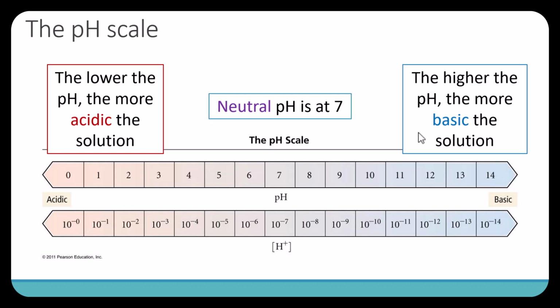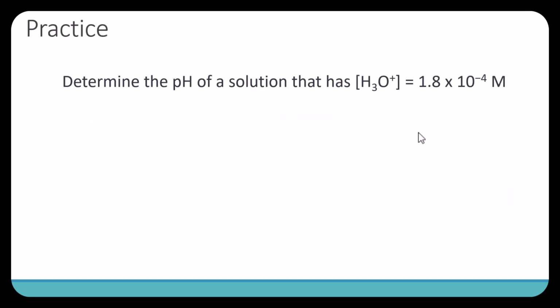So how are we going to see this? Well, we're going to see pH in a variety of problems. It's going to get a little more complex in the second half. But let's see our first introduction to a pH problem. Determine the pH of a solution that has a hydronium concentration of 1.8 times 10 to the negative 4th. So this is going to be just a basic plug and chug problem.